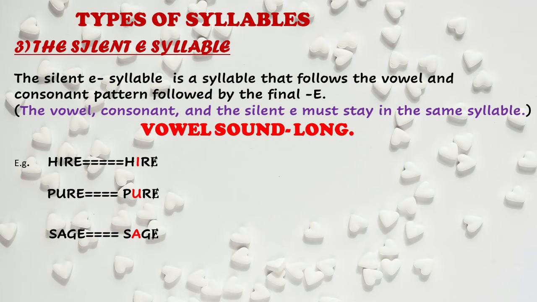The third one is a silent E syllable. In this pattern, you will see a vowel followed by a consonant with an immediate E at the end. And when this happens, the E becomes silent and the vowel sound becomes a long drawn one. For example, we have the words higher, pure, sage.